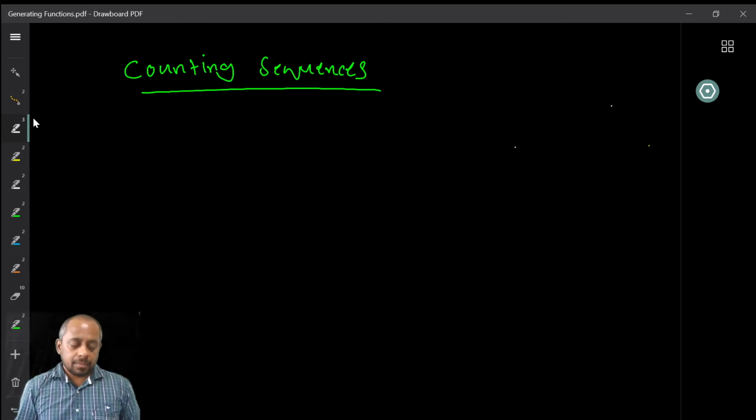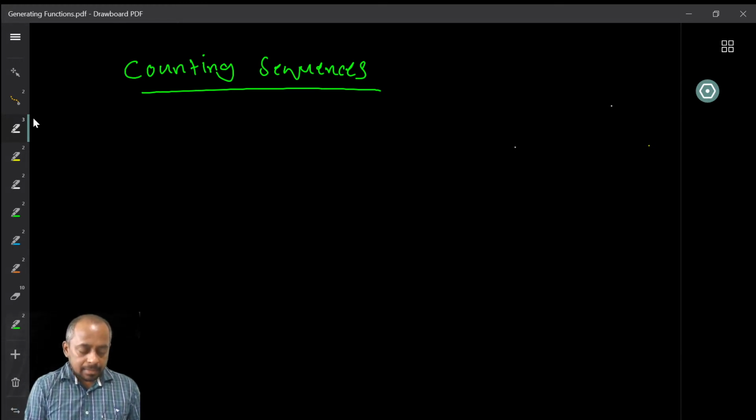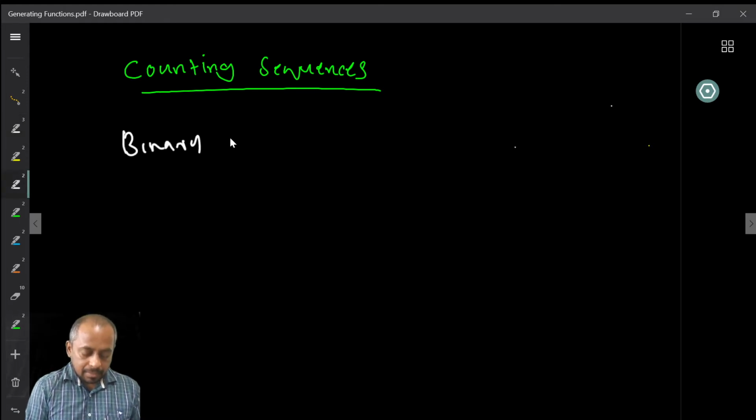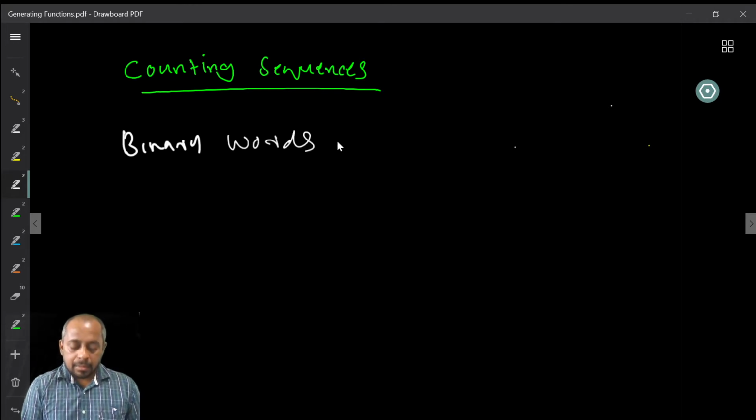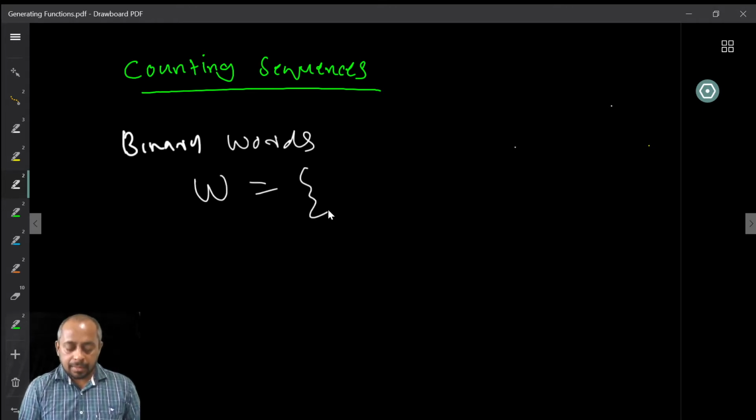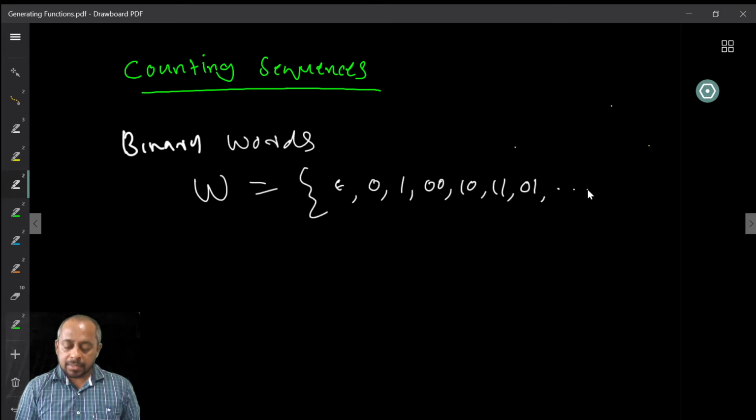Now, if you consider these classes, let us say that we are looking at binary words. Then we can say that W is the set of all binary words, where W consists of the empty word, then 0, 1, then 00, 01, 10, 11, and so on. So this way you have this set of all binary words.